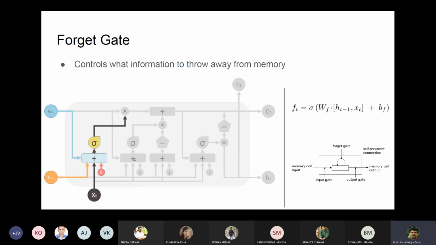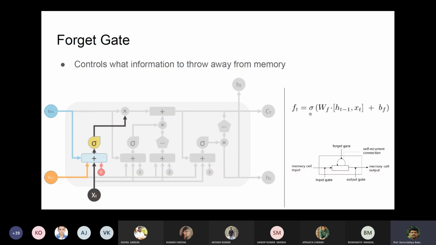If you see here, what mathematical operation is taken? WF is the weight, and h t minus 1 is the output from the earlier time step. Then xt is the new input that you are going to give, and some bias bf.